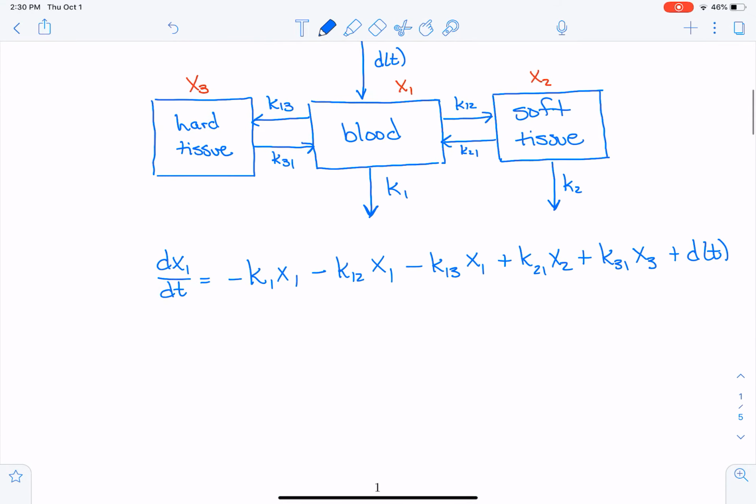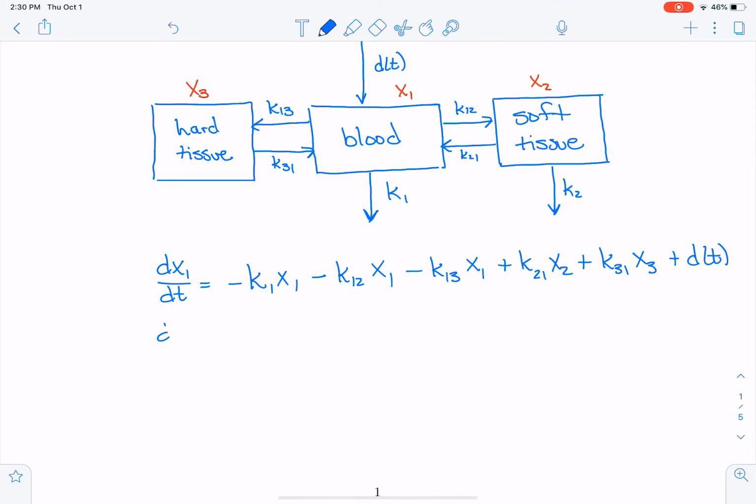We can write the second equation, dx2/dt, the rate of change of the amount of drug in the soft tissue. Looking at the arrows, we're going to have directly leaving the soft tissues at a rate K2 times X2. Going from the soft tissue back to the bloodstream, minus K2,1 X2. And then of course what's introduced into the soft tissues from the bloodstream, that's plus K1,2 X1.